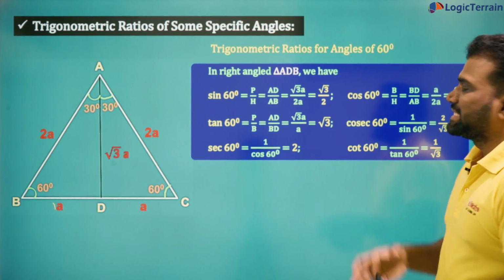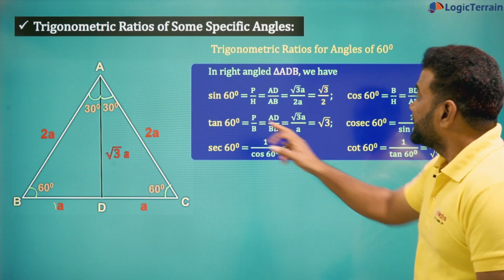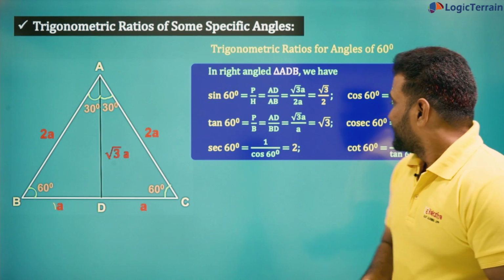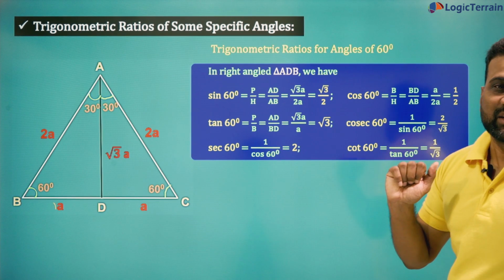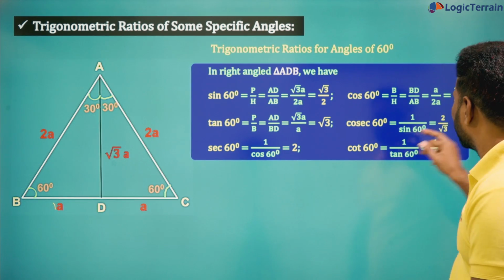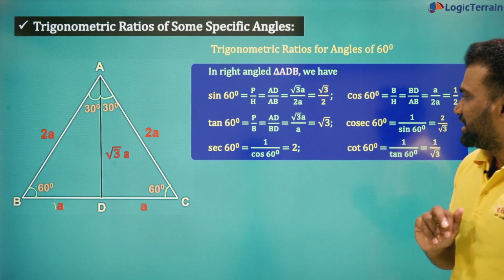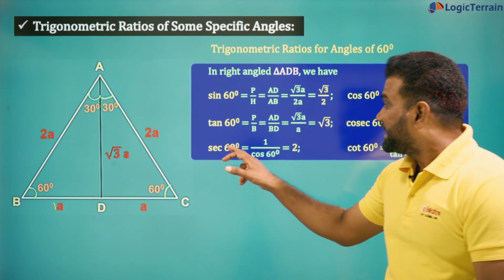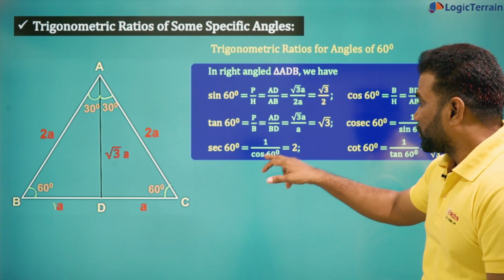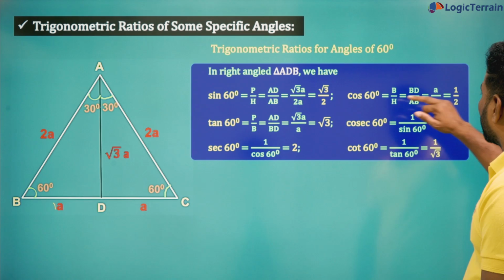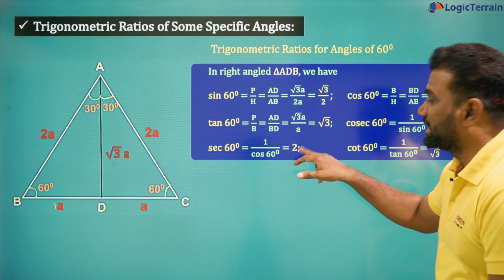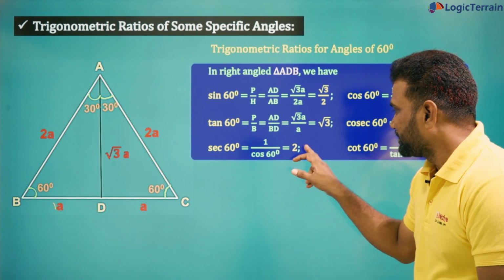And next cosecant 60 degrees. We know cosecant and sine are reciprocal to each other, which we have already discussed in the previous session, right? So cosecant 60 degrees equals 1 over sine 60 degrees. So we reciprocalize it, and the value is 2 over square root 3. And secant 60 degrees. Again we know secant and cos are reciprocal to each other. So secant 60 degrees is equal to 1 over cos 60 degrees. Here cos 60 degrees value is 1 over 2, so reciprocalize it, 2 over 1, that is 2. So secant 60 degrees value is 2.